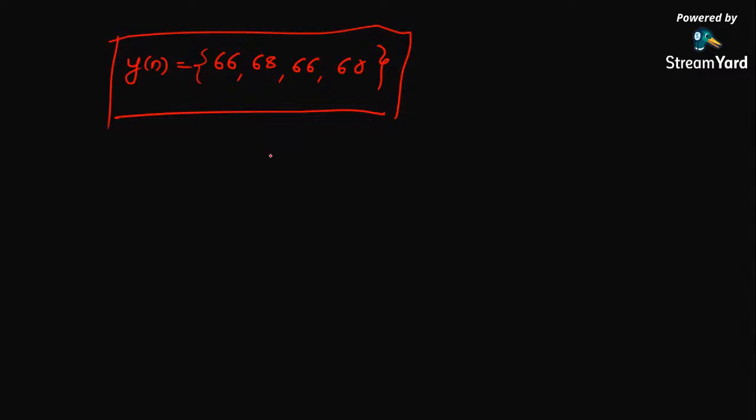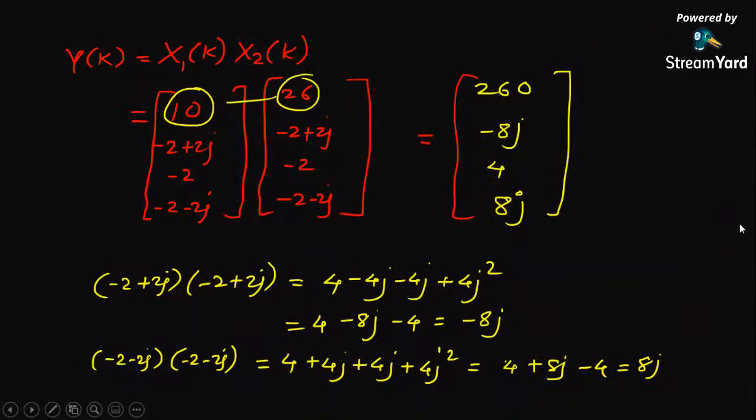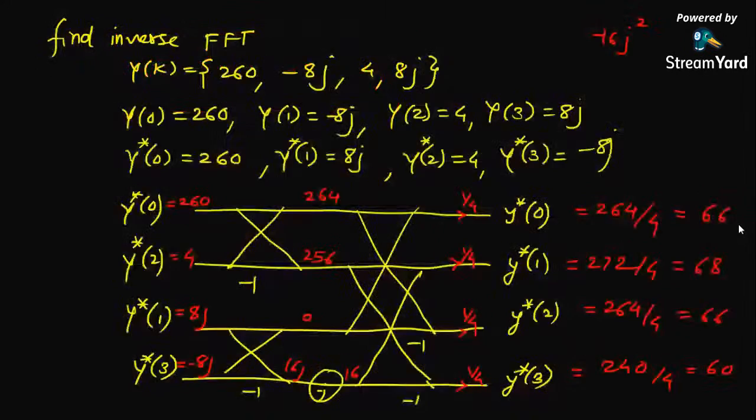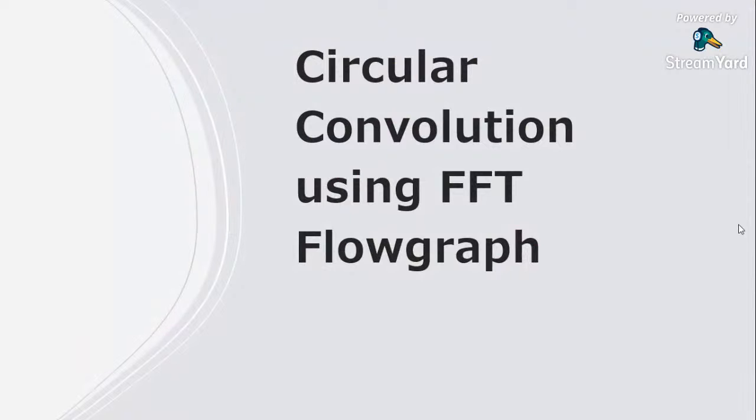Similarly, you can verify this answer by another method, but whenever they ask for circular convolution using the FFT IFFT technique, you must solve by the FFT IFFT technique. This is the property of the FFT, or you can say DFT, and by using the FFT IFFT technique you have calculated the answer. Okay, so this is how you can find the inverse as well as circular convolution by FFT. We can stop here.